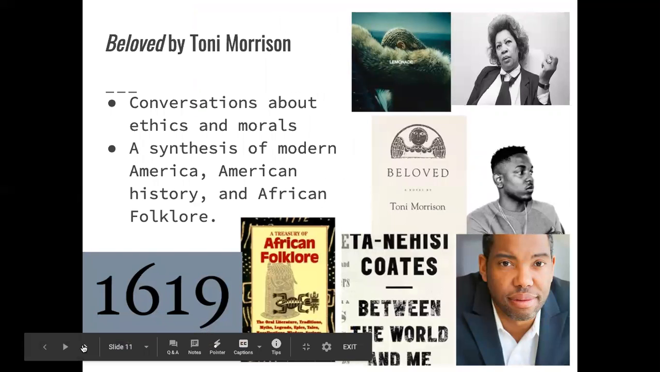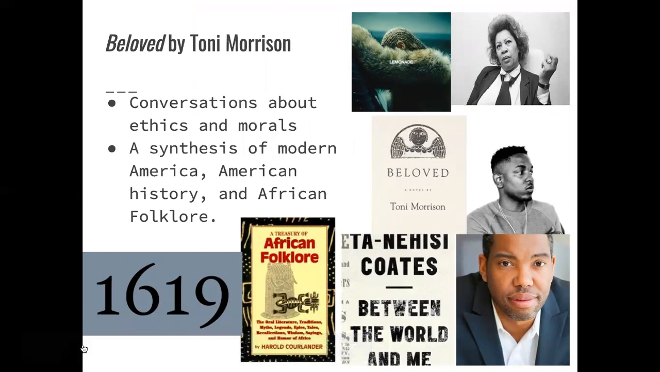The last book that we're going to read is Beloved by Toni Morrison, which is about a woman who has escaped slavery, and in order to prevent her children from being taken back into slavery once she's found, she murders her young child. And the main character, Sethe, has to deal with the haunting of that moment throughout the whole novel. And so we're going to be investigating these conversations around ethics and morals within the United States, thinking about those areas of exploration.